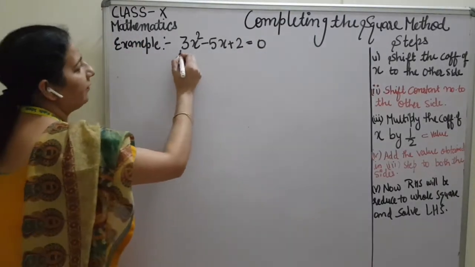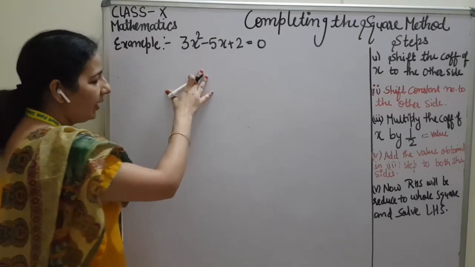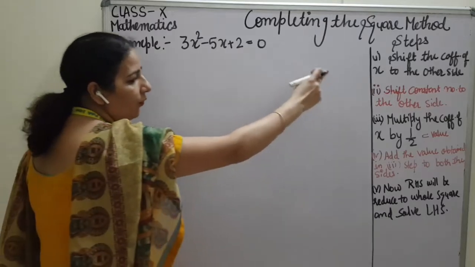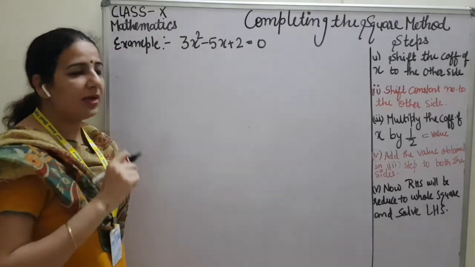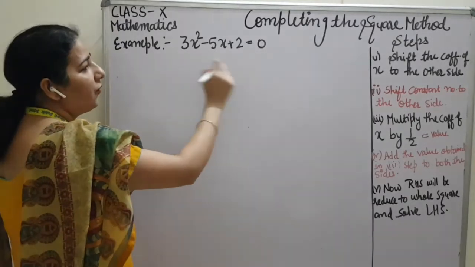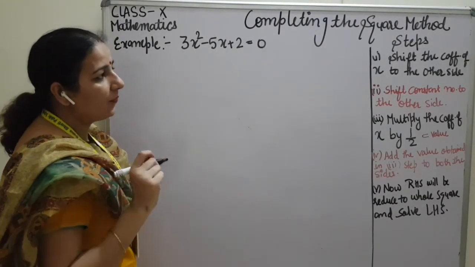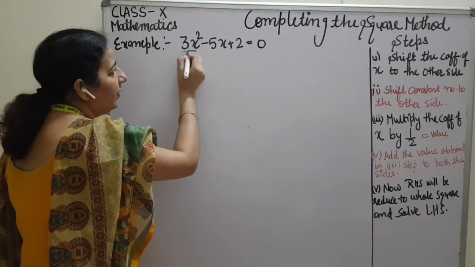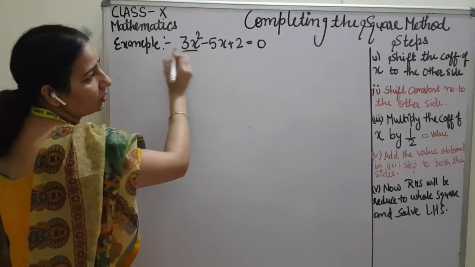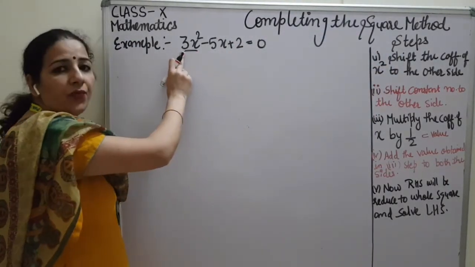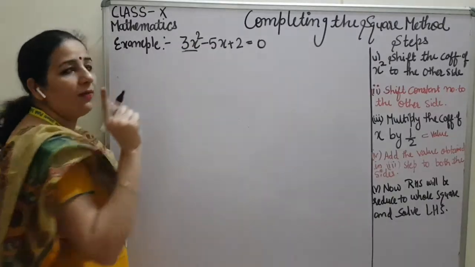Here I have written one example. For solving this example by completing the square method, you have to follow these steps. I will explain these steps by taking this example. First step, what I have written: shift the coefficient of x square, sorry, it should be x square. The coefficient of x square should be 1.